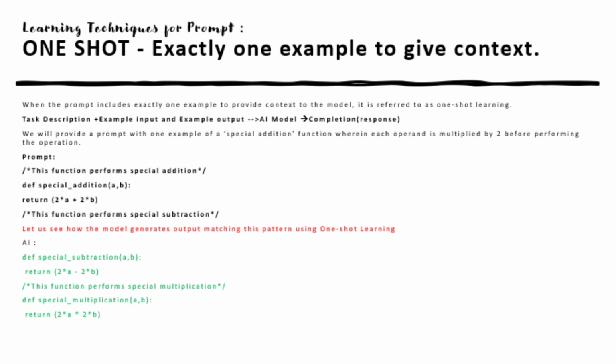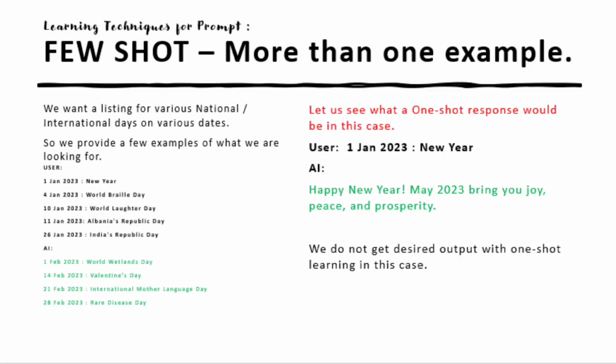And next we have few shot, giving more than one example, we call it few shot learning technique in prompt engineering. Here we are listing the national and international days on various dates. January 1, we are mentioning all the important dates in January, up to January 26th we have given. Now after looking at this pattern, AI will understand you are expecting the various national and international days, so it will give the results in the same way. So this is a few shot example, with more than one example. January 1 New Year, January 4 World Braille Day. So we have given two or more shots, so it gives the same as an output.